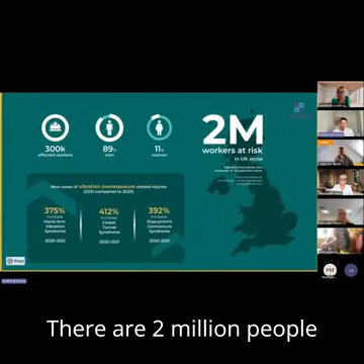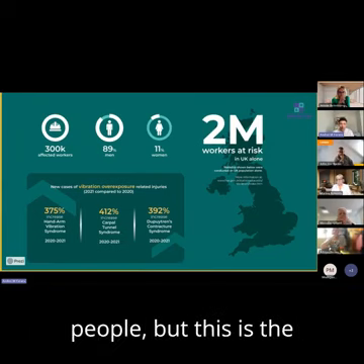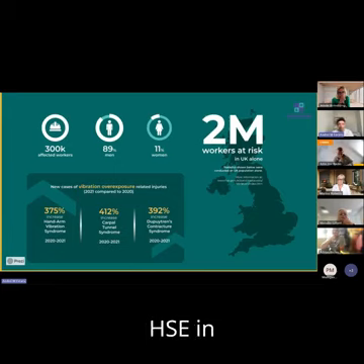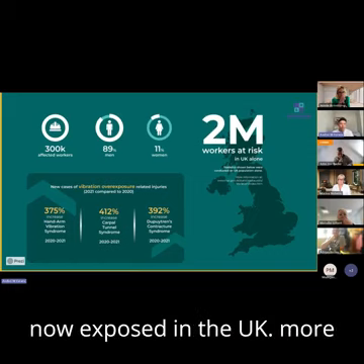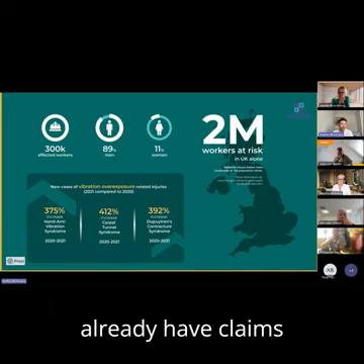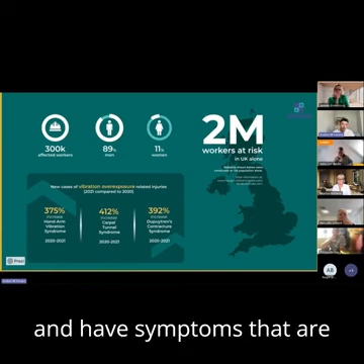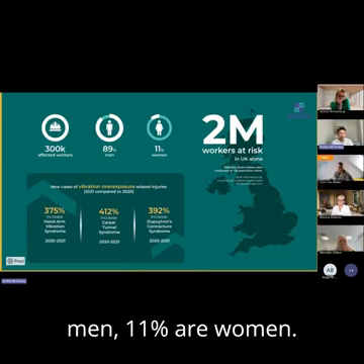There are 2 million people just in the UK, and there are probably more than 2 million people, but this is the latest statistics from the HSE in 2020, 2021. So more than 2 million people now exposed in the UK. Just over 300,000 already have claims and have symptoms that are permanent and they will never go away. 89% are men, 11% are women.